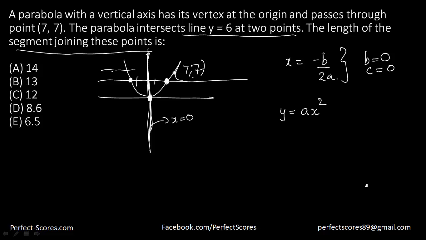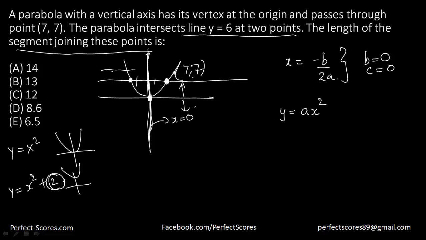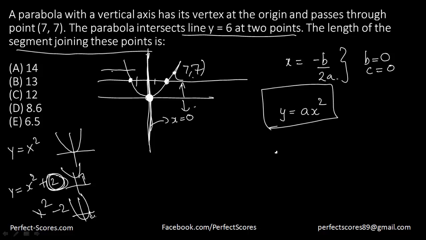Now, because c is something that pushes the graph up or down along the y-axis. If you look at the graph carefully, if I say y is equal to x square, it looks something like this. If I say y is equal to x square plus 2, it will actually look like this. So this constant term is responsible for moving the graph up or down. This is something that we're going to be doing in future videos on transformations. That means if the vertex is at the origin, the equation of the parabola is going to be y is equal to ax squared.